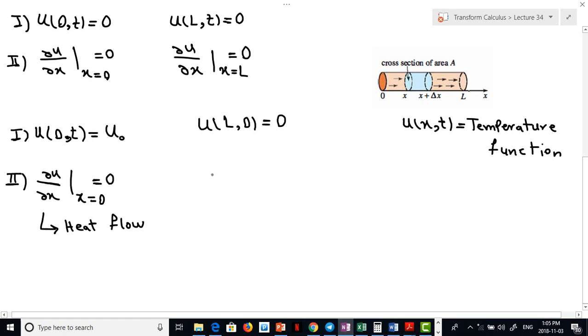So I can say that if the derivative of u with respect to x at x equal to 0 or any other point is equal to 0, then the rod is insulated.